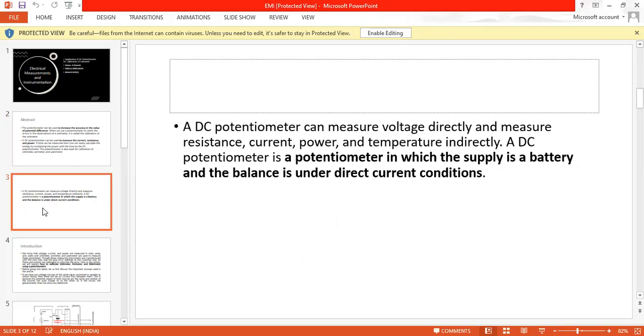A DC potentiometer can measure voltage directly and measure resistance, current, power, and temperature indirectly. A DC potentiometer is a potentiometer in which the supply is a battery. The balance is under direct current conditions.